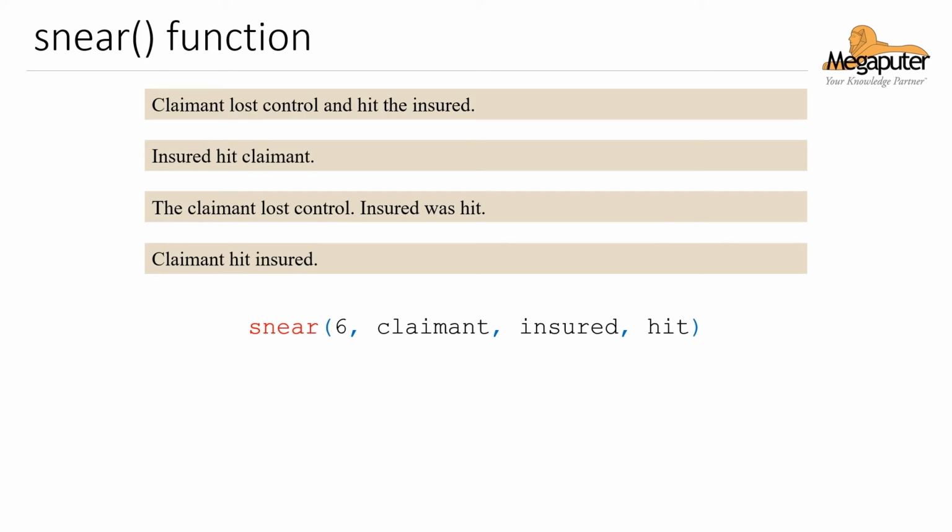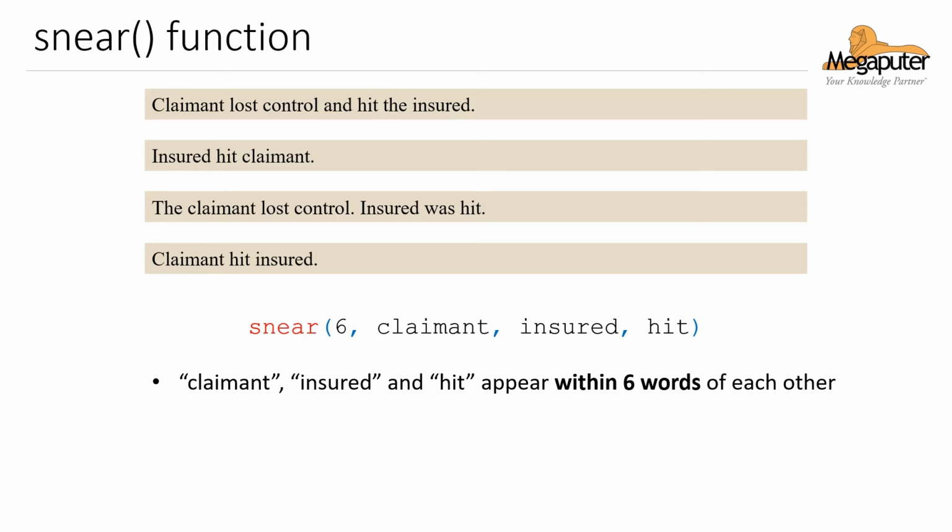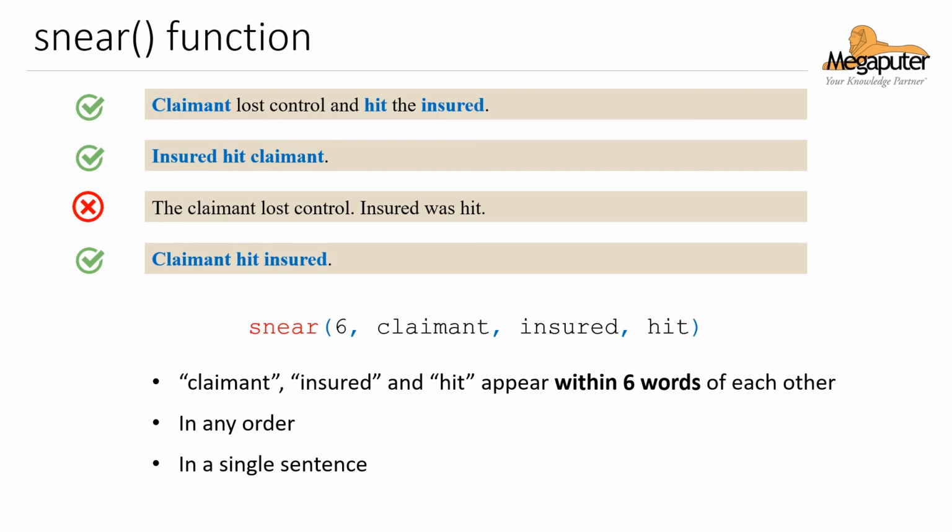So let's consider our corpus of records from before. Now, if we simply take our expression from before and change the function from near to snear, those records will be matched where claimant, insured, and hit appear within 6 words of each other, in any order, and in a single sentence. And as before, the first, second, and fourth records are matched. However, the third record is not matched because the function arguments appear in different sentences.